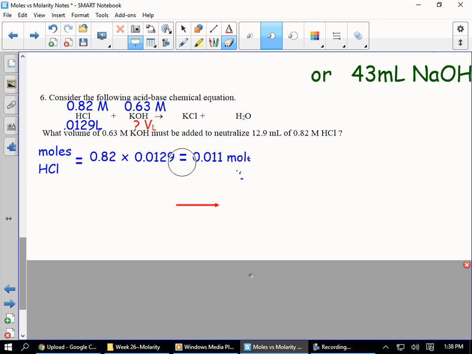so I'm going to find moles of HCl. I'm going to multiply those two things together. Now I have 0.11 moles of HCl. I have a 1-to-1 coefficient ratio. Now, I have my KOH here.